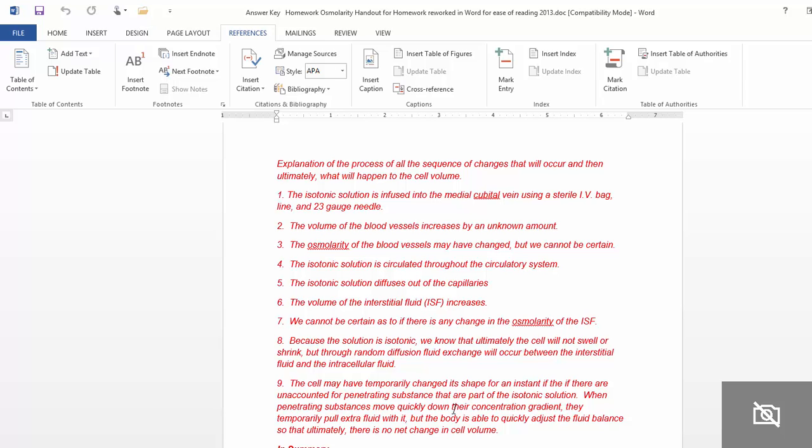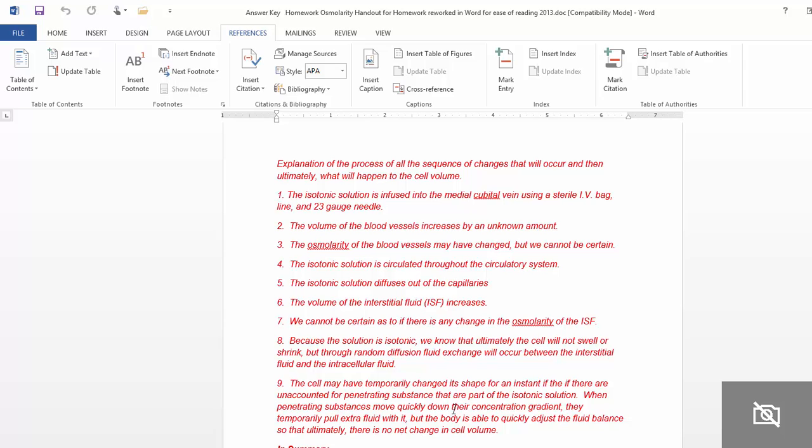The isotonic solution diffuses out of the capillaries. Now, we haven't gotten to this yet, but capillaries are the smallest blood vessels. That's where the majority of diffusion occurs in your body. Okay, it's not going to diffuse out of your aorta. That doesn't happen. The superior vena cava. Right? It's capillaries. So you have to know a little bit of anatomy here, but it's functional anatomy.